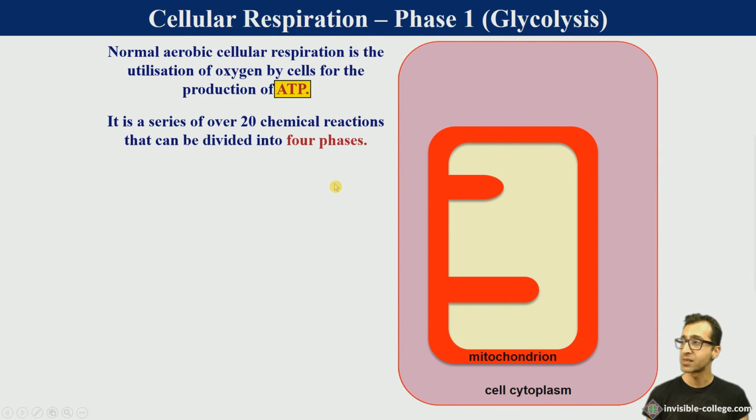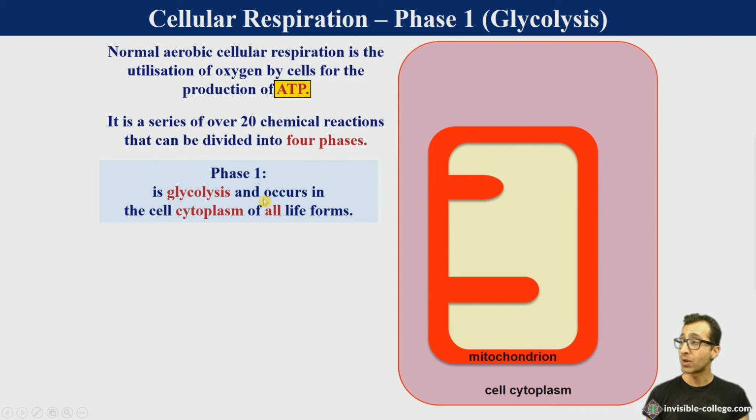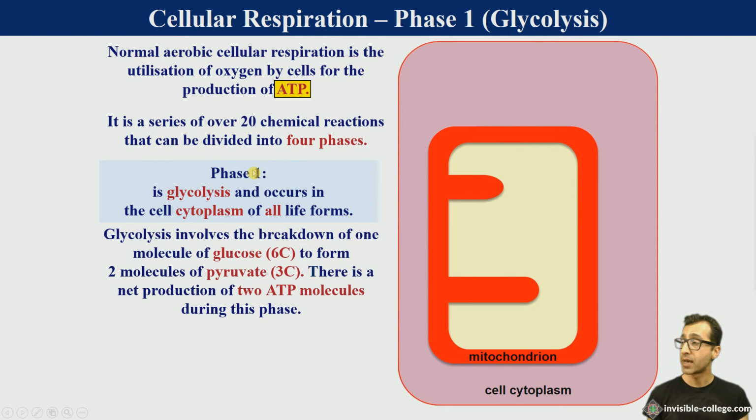The first phase is glycolysis. Again, glycolysis itself is anaerobic in nature. It occurs in the cytoplasm of all living organisms and does not require oxygen, and it involves the breakdown of one molecule of glucose, which is a hexose sugar, a 6-carbon sugar, ultimately to form 2 molecules of 3-carbon sugars, pyruvic acid or pyruvate, and during this process of glycolysis there is a net production of 2 ATP molecules. So this occurs in the cytoplasm or the cytosol.